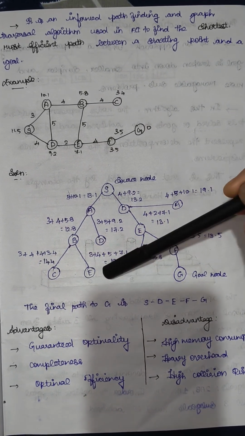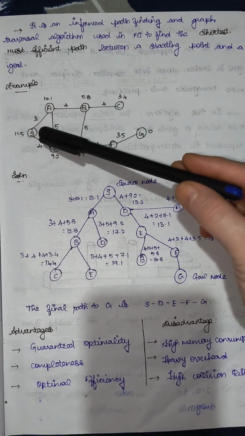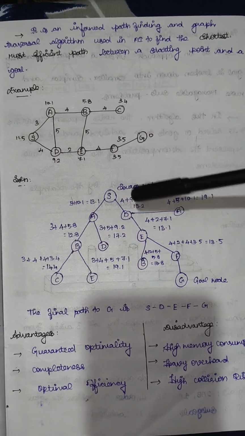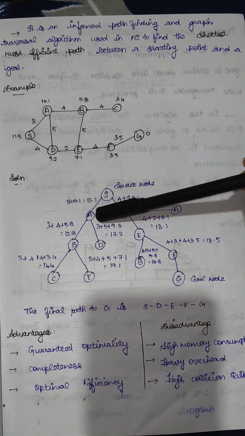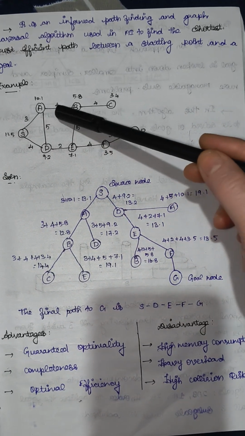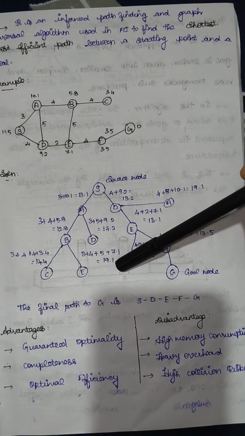And from S to E, the traveling cost is, so the traveling cost from S to A and A to B and B to E. So S to A is 3 plus 4 plus 5 and the node cost is 7.1. So the total cost is 19.1.